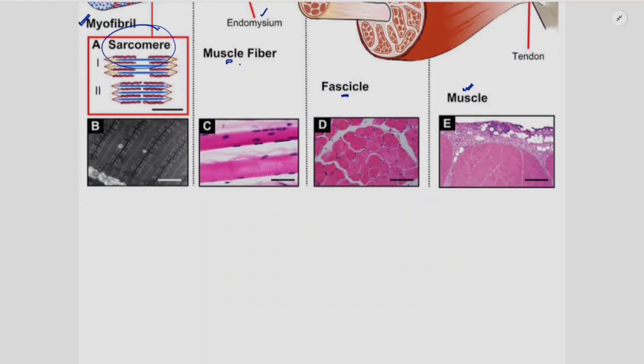There are two types of filaments: thick filament and thin filament. The thick filament is called myosin and the thin filament is called actin. In the sarcomere unit there are two thick filaments, with thin filament in between. Firstly, we draw two thin filaments side by side. Let's say these are two thin filaments, and in between there is the thick filament. Let's say this is the thick filament.